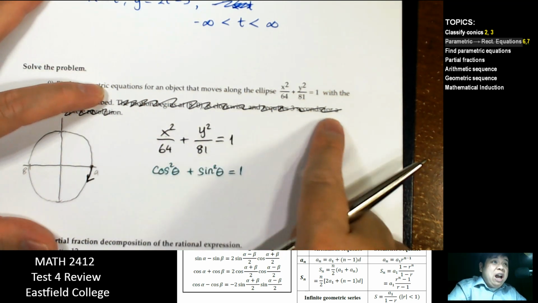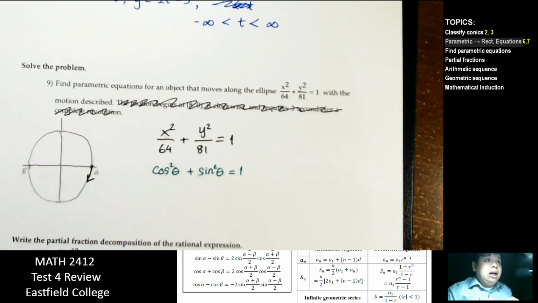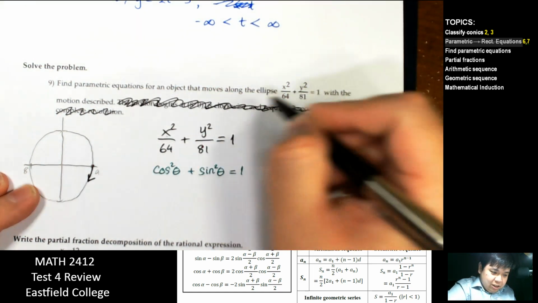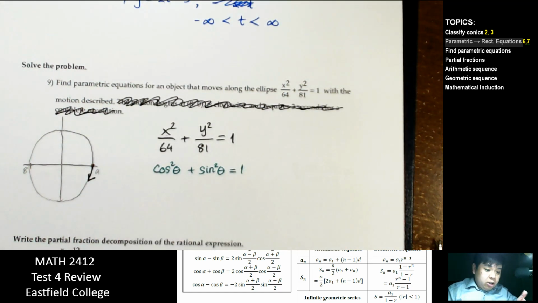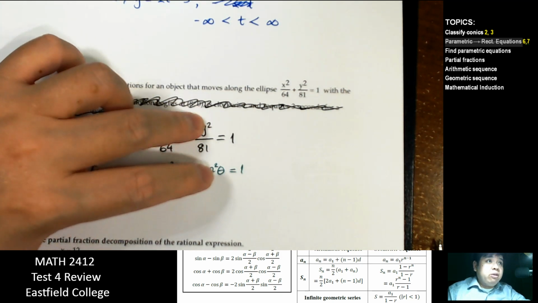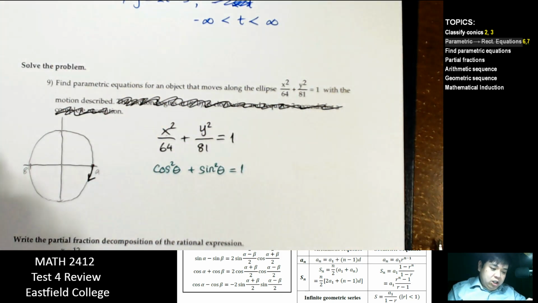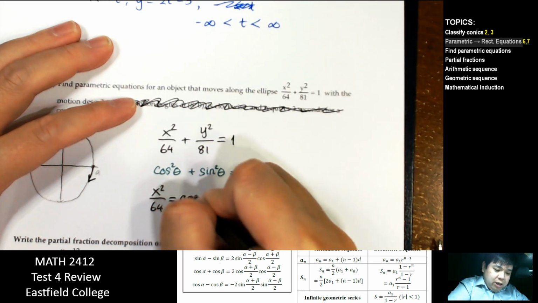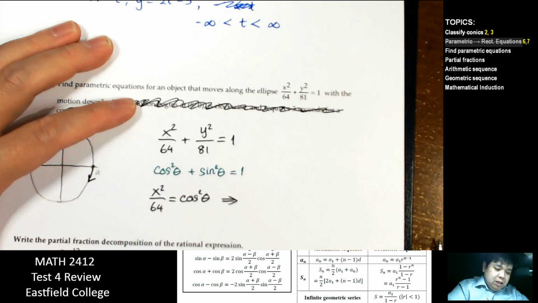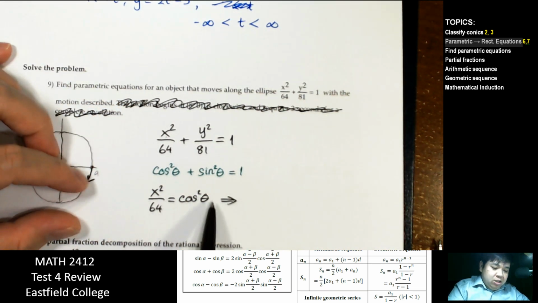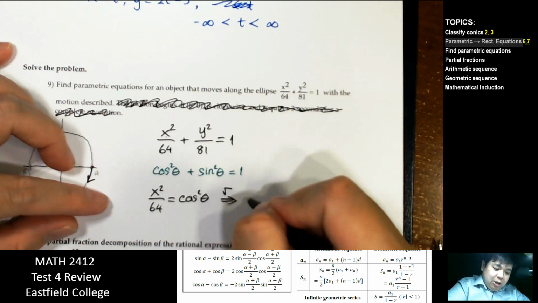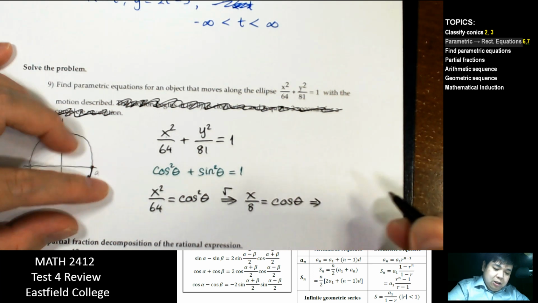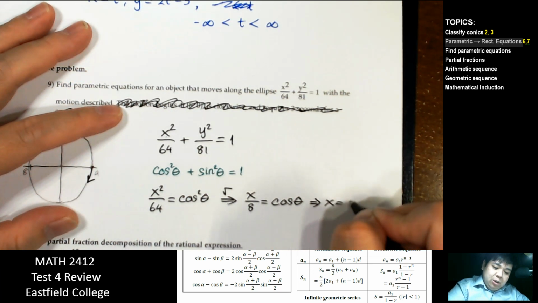If we have the condition here, that could be tricky. But let us assume we ignore that condition. In that case, it will be a lot easier. Then we just say one of them is cosine and one of them is sine. We can mismatch if we want to. But let's say x squared over 64 is equal to cosine squared. So taking the square root on both sides, we have x over 8 equal to cosine theta. So multiply by 8, x equals 8 cosine theta.